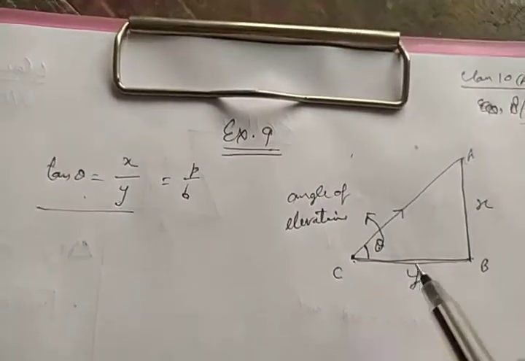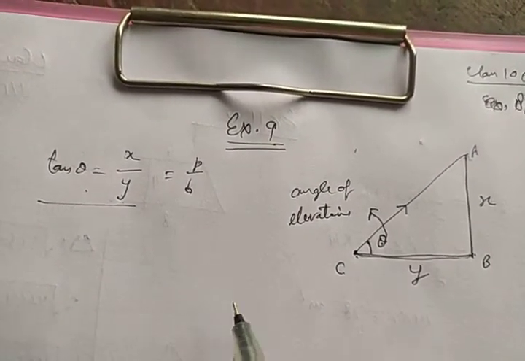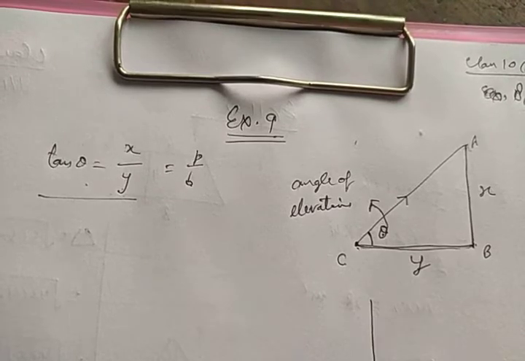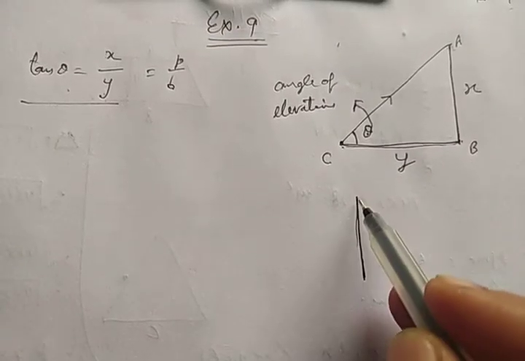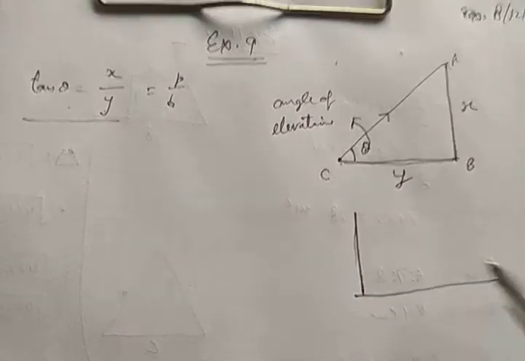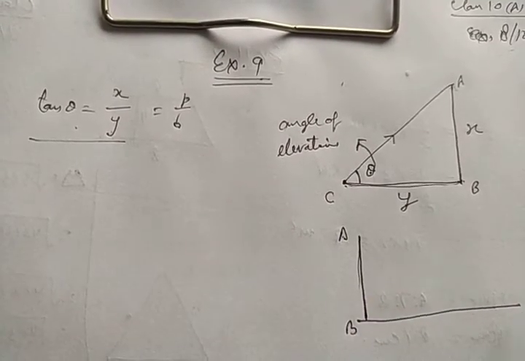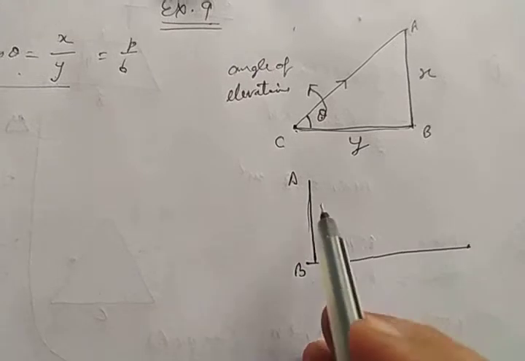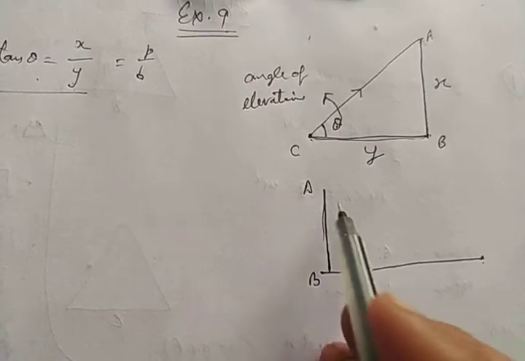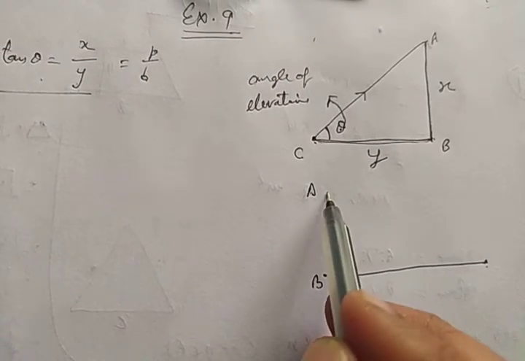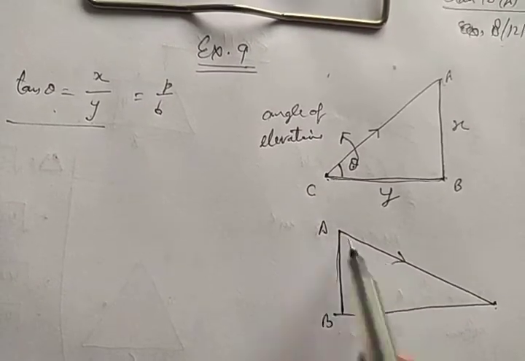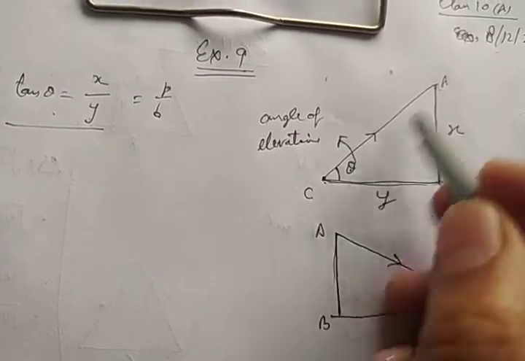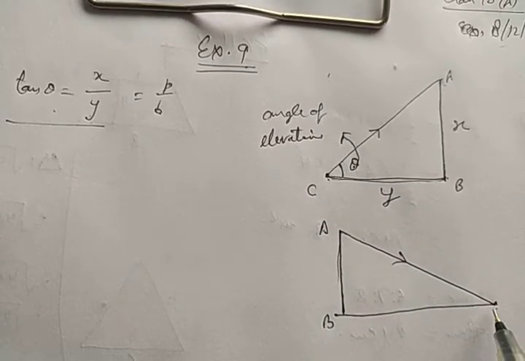And there is another case, maybe if you are standing at a certain height. Suppose you are standing on a building, tower, whatever, and this is the horizontal ground, and you are observing any object lying on the point C on the road, on the ground you can say. Then you are observing like this. Your line of sight is downward. In the previous case you are looking upward, in this case you are looking downward.